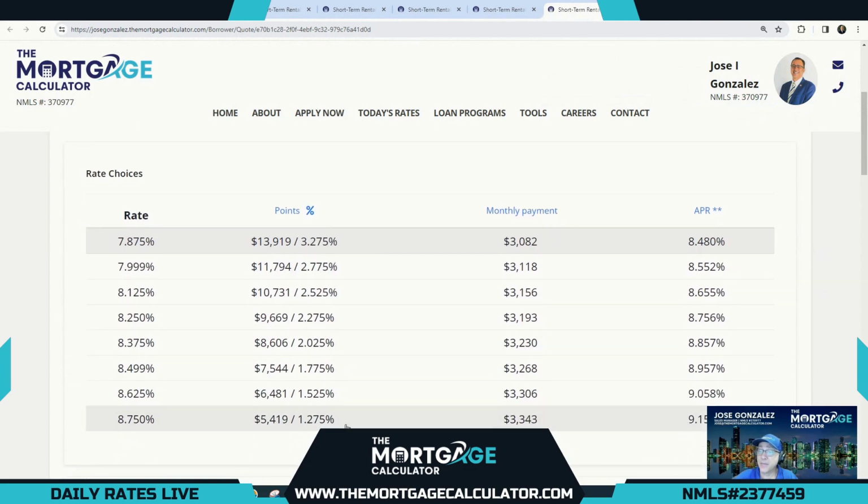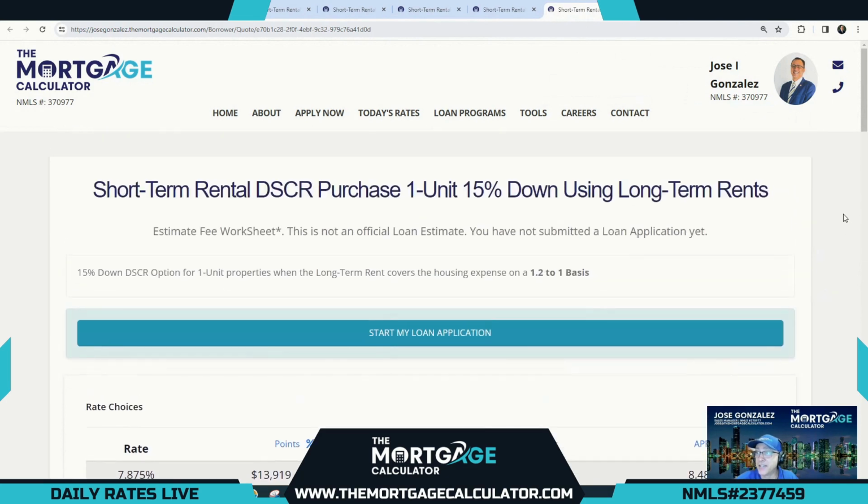And you're looking at 8.75 as our lowest cost option and 7.875 as our lowest rate option at a 15% down, 85% LTV. So again, using only the long-term rents, short-term rents as a topic does not even come up, nor should it in the application, because you're purchasing the property, and if it qualifies under long-term rents at a 1.2 to 1 basis, that's it.